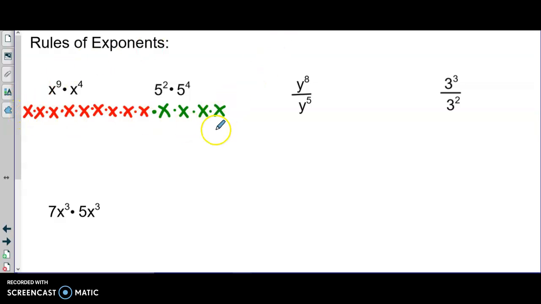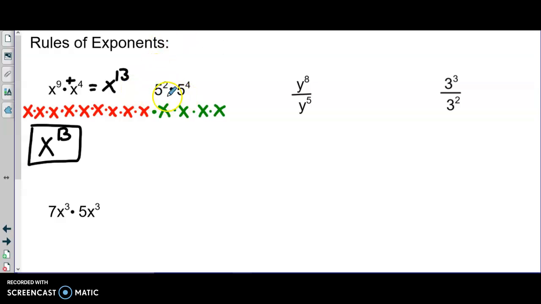And so if I just count up how many that is total, the 1, 2, 3, 4, 5, 6, 7, 8, 9, 10, 11, 12, 13, that is 13 x's. That's my final answer. Now remember, there is a shortcut. If you can remember that when you multiply with the same base, you add your exponents, you could have just said the base stays the same, and then 9 plus 4 is 13.